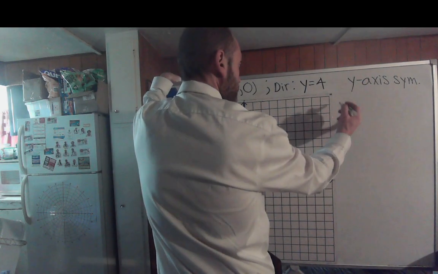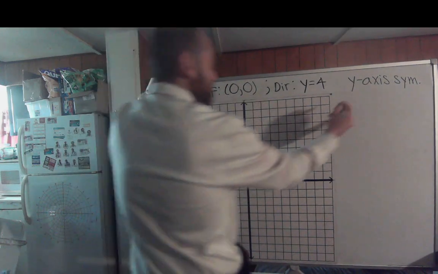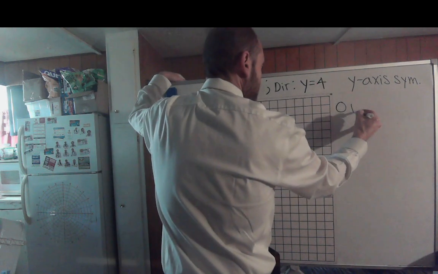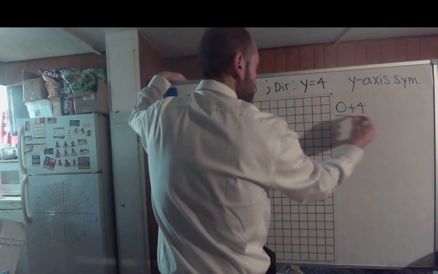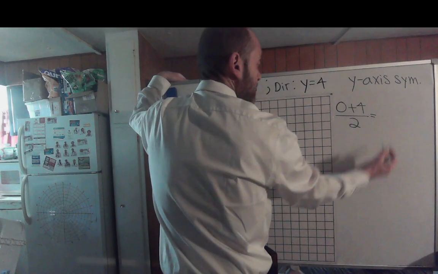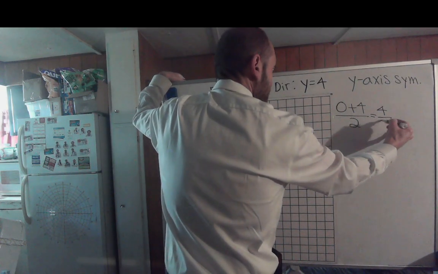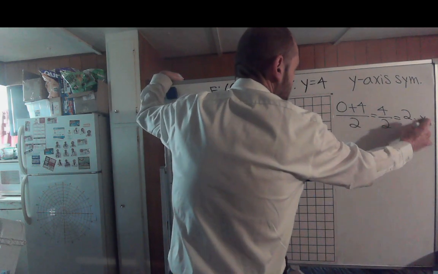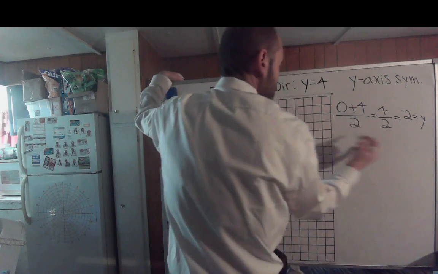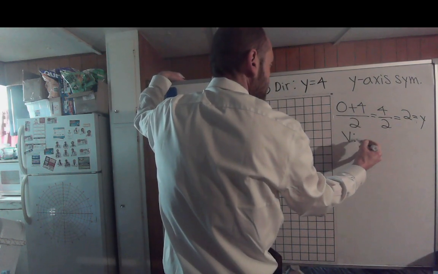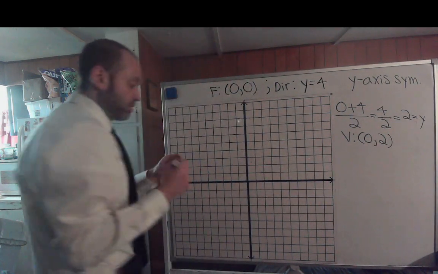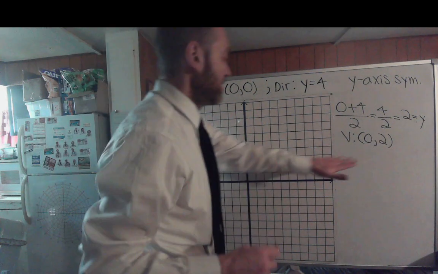The y-coordinate of the vertex: the focus is 0, and then I take my directrix of y equals 4, so 0 plus 4 divided by 2, I would get 4 divided by 2, which would just give me 2 for my y-coordinate of the vertex. So now I found my vertex to be at the coordinate 0, 2. Now I got a form I can work with.